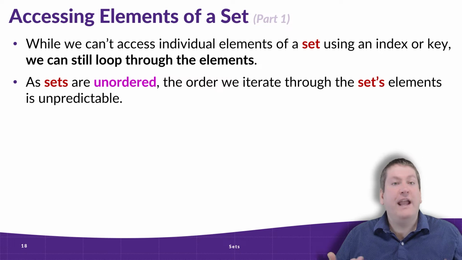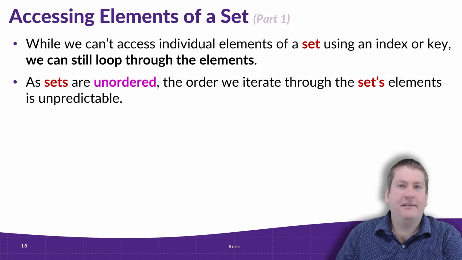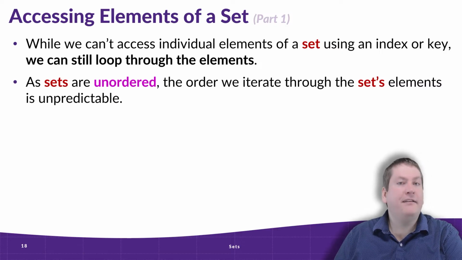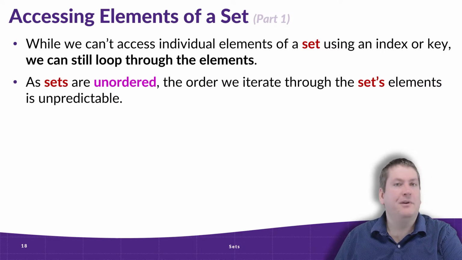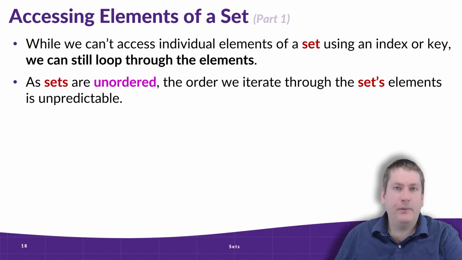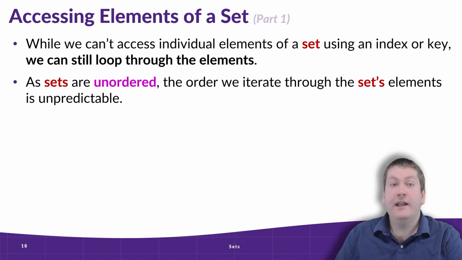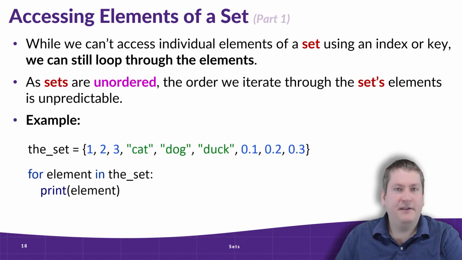So how do we actually access the elements of a set? They aren't very useful if we can't access them. Well, we can't access the elements directly at a specific index, but we can still loop through the elements of a set. One thing to note here is the order that we get the elements of a set when we're looping through them is unpredictable. And it can actually be different every time you run the program. Let's take a look at an example.